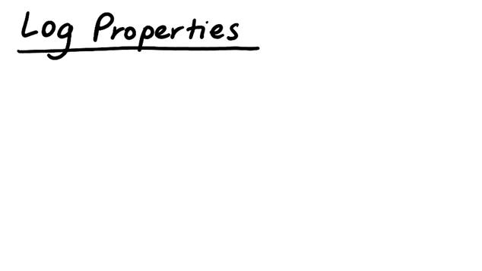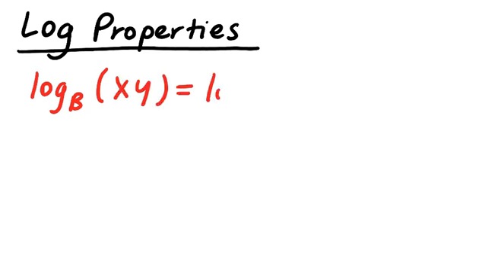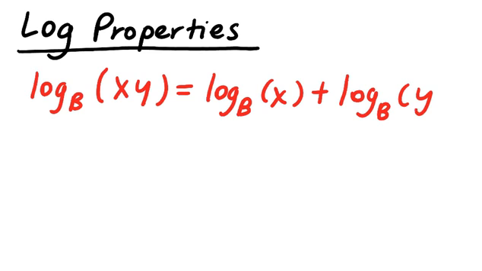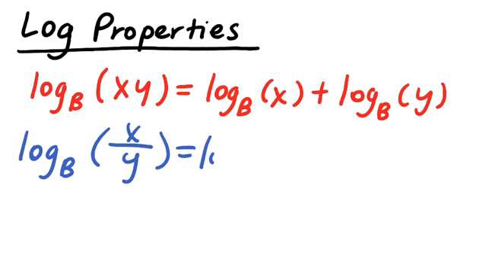Okay, so now I'm just going to write down all 3 of our log properties. We've got the product to sum, which is the log with some base. This is valid for any base log. And x and y on the inside is going to be log base b of x plus log base b of y. The quotient-to-difference property is log base b of x divided by y is the difference of the two logs.